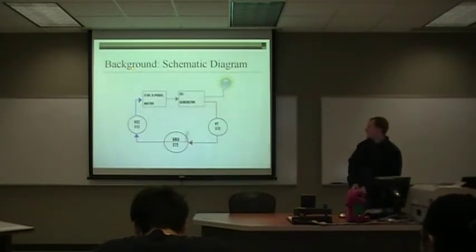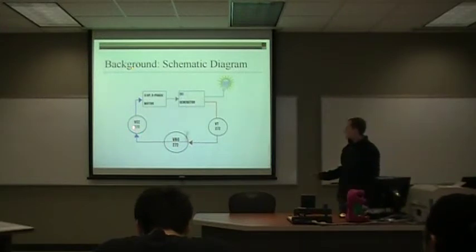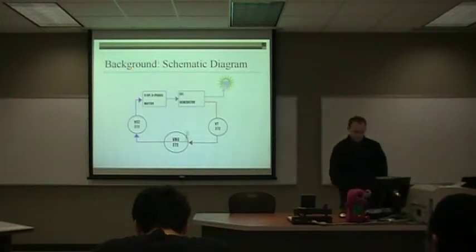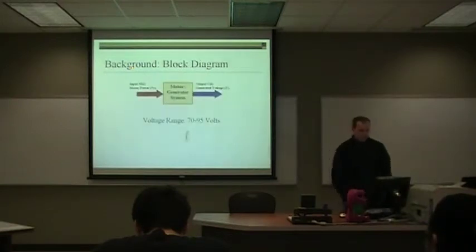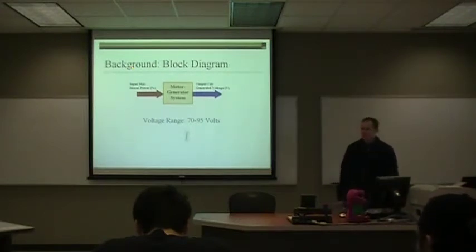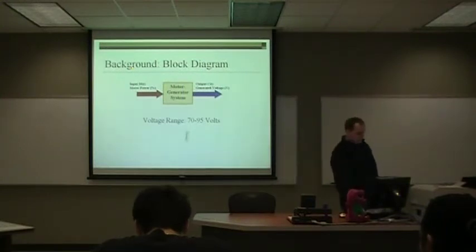This is a schematic diagram of our system. You have a computer that goes to a controller, to a 5 horsepower 3-phase motor, into a DC generator that goes to both load lights and a voltage transmitter back to the computer. Right here we have a block diagram of our system showing that the input is power percentage and the output is voltage generated. Our range is from 70 to 95 volts.